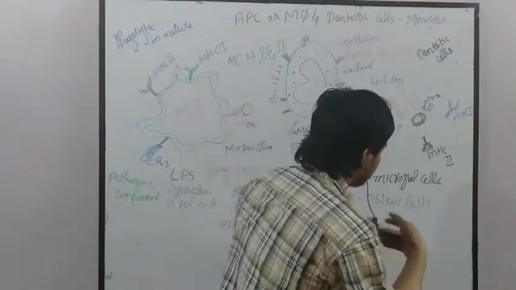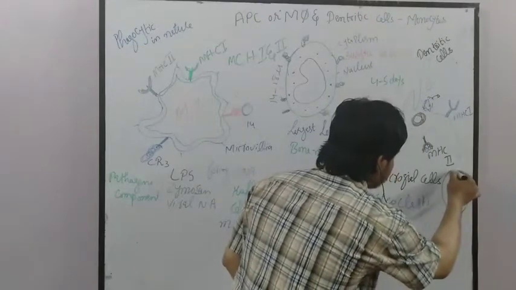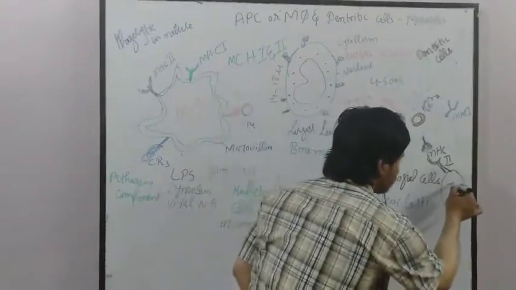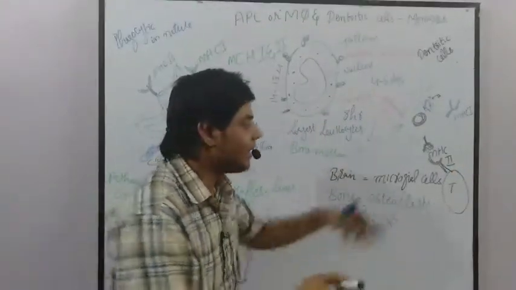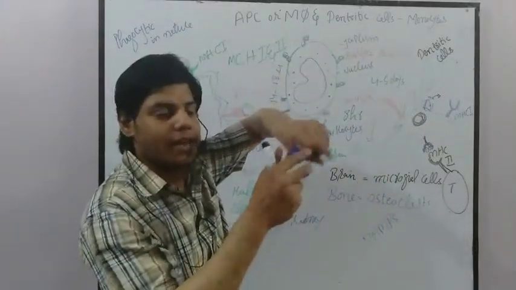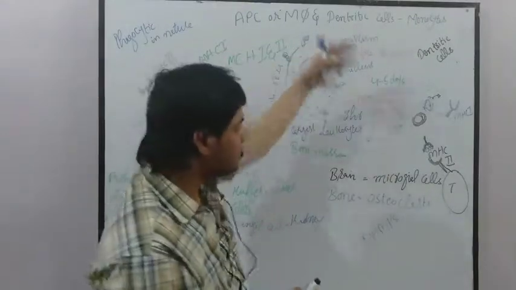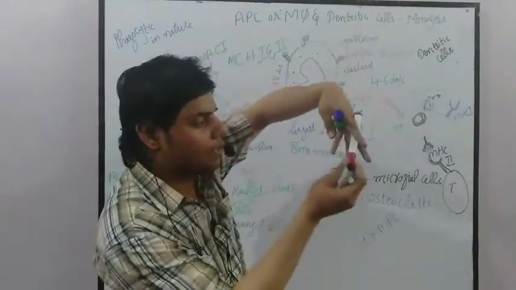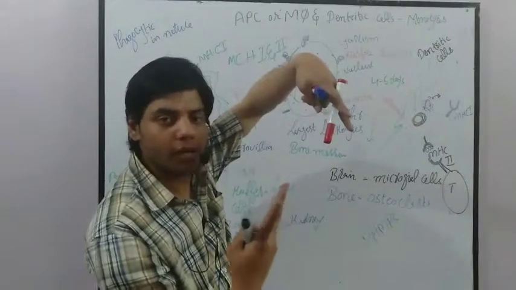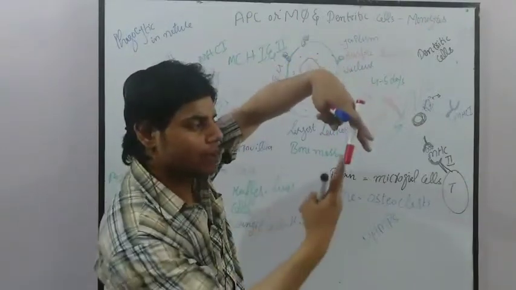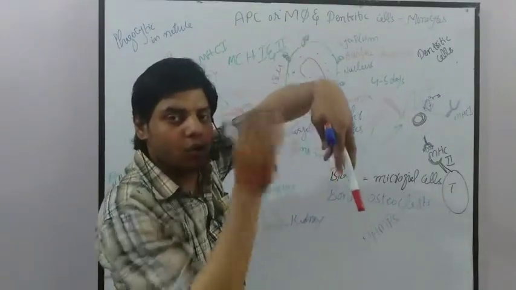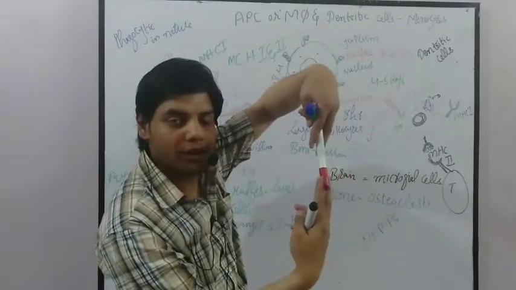T cells, let me draw the T cell here. T cells also have receptors, and they will recognize it. So let's suppose this hand represents the T cell and this hand represents the dendritic cell. The dendritic cell has the pieces, and the T cell doesn't have any pieces, so it will recognize them. So it is recognized. This upper hand is the dendritic cell, and this lower one is the T cell.